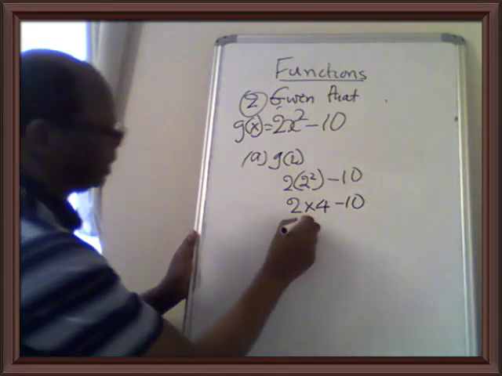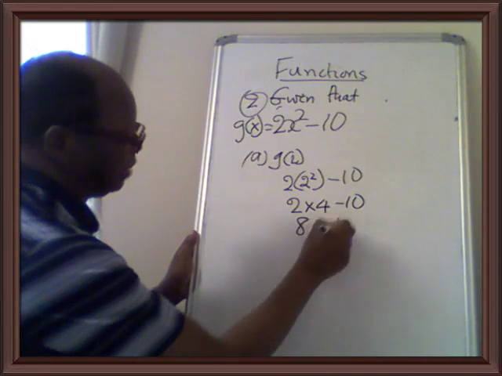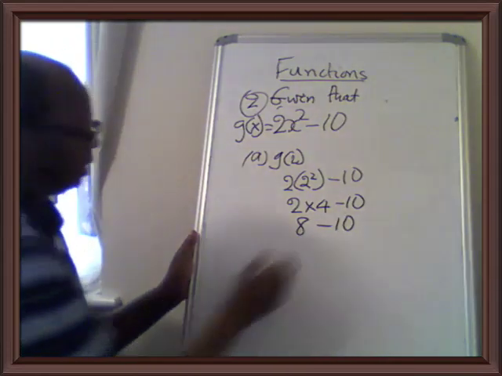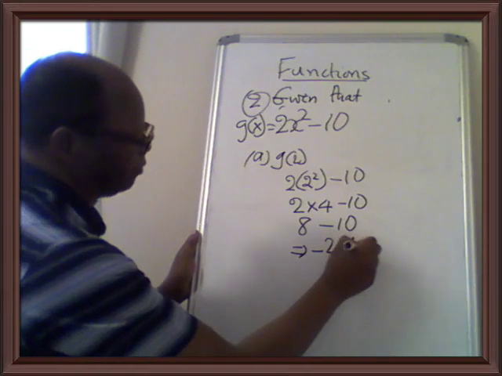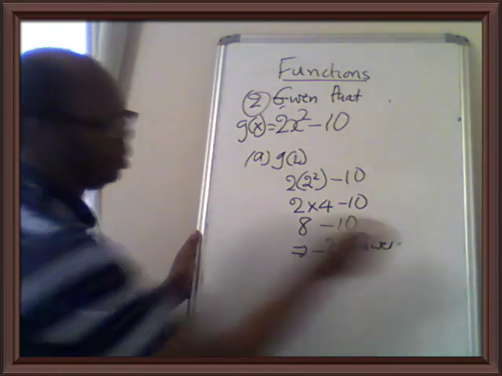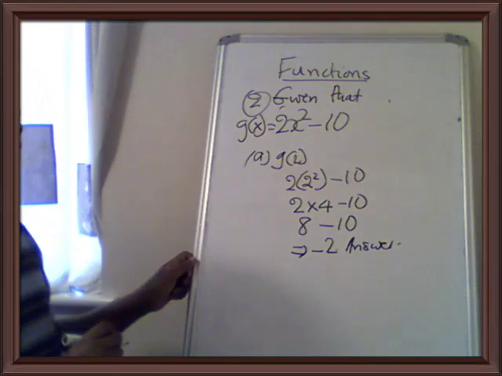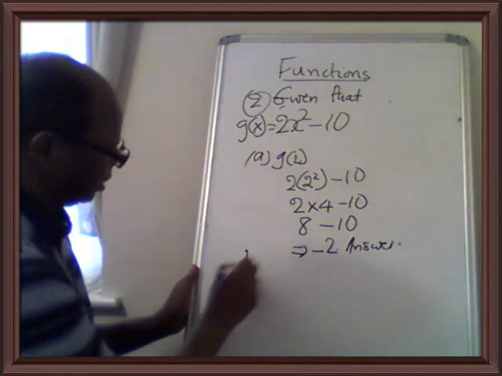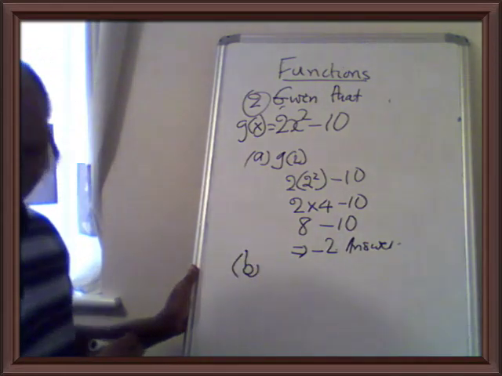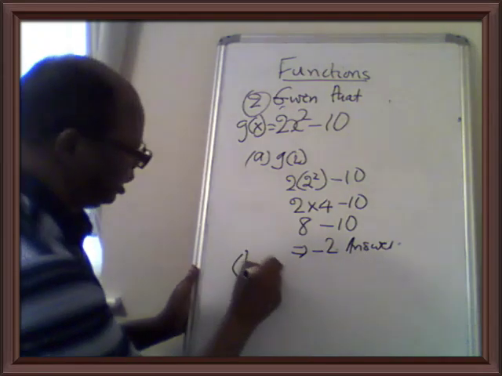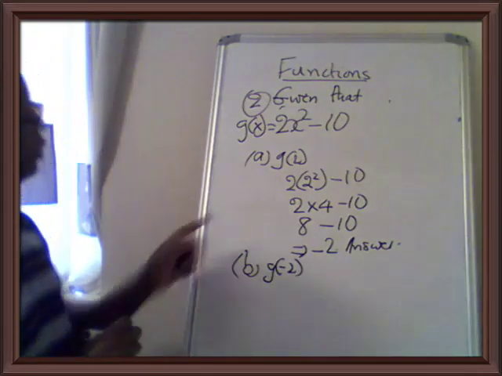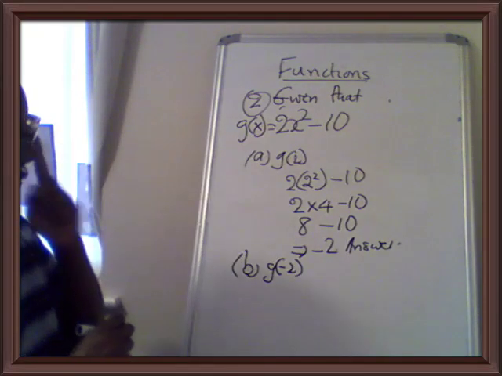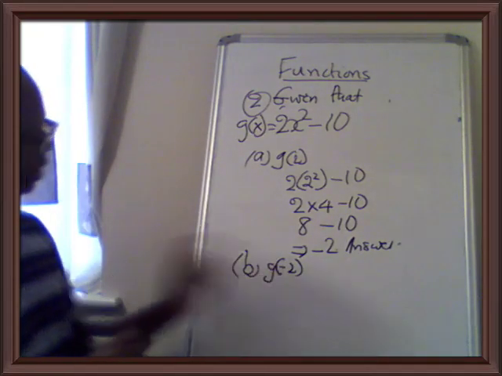2 times 4 is 8, and 8 take away 10 will give me minus 2 as my answer. Again, very, very easy. B is asking me to find g of minus 2, which means wherever you see x, put minus 2.